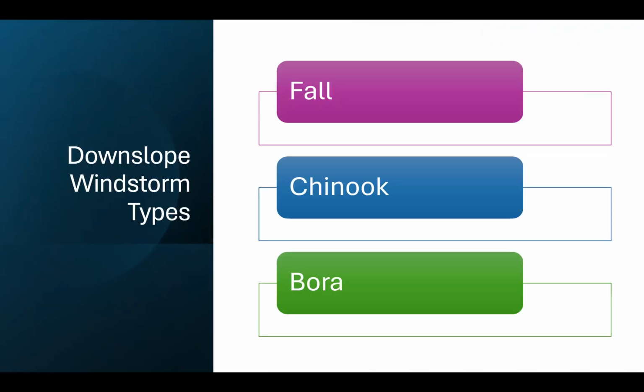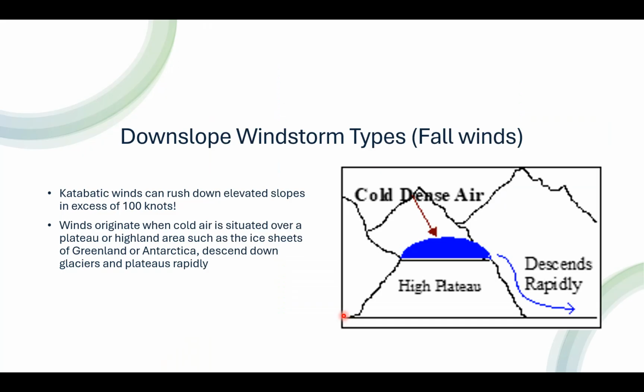All right, so let's first start this topic off with downslope windstorm types. There are 3 types that we'll cover in tonight's training. We'll talk about fall winds, we'll talk about Chinook winds, and then we will talk about Bora winds. With downslope windstorm events, when we talk about fall winds, these are winds that generally will come down from higher elevation. That's why we term them fall winds, because they're descending from that higher elevation.